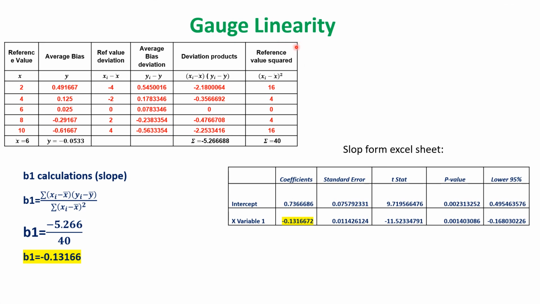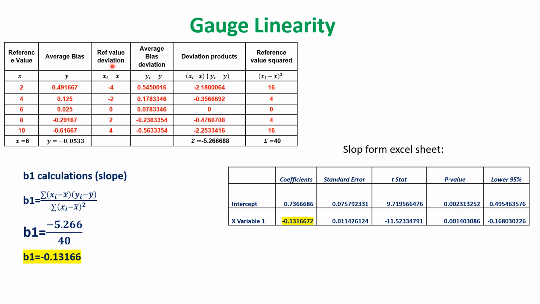Now coming to the gauge linearity calculation part, the reference values I got. I have to take the reference value average. All these values are added together and divided by the total number of values. The same thing is done for the bias. So I got a bias, and I again have to calculate the average of the bias.